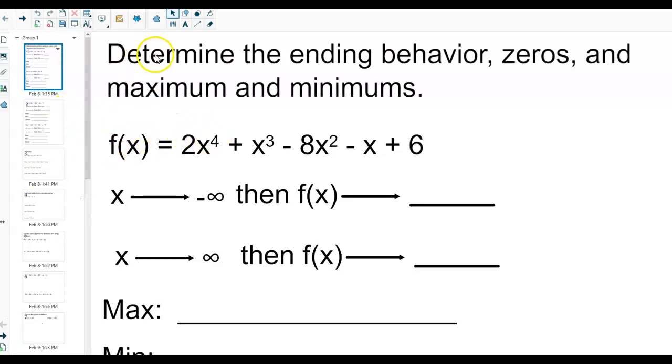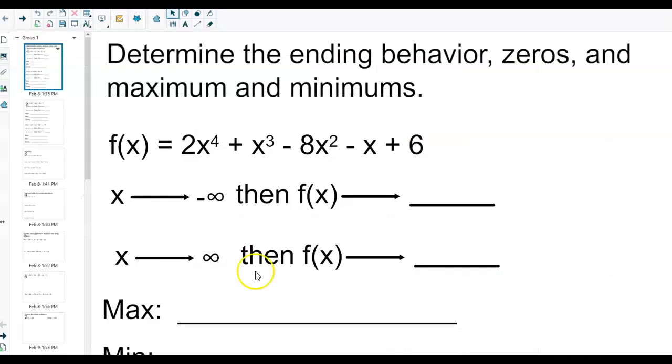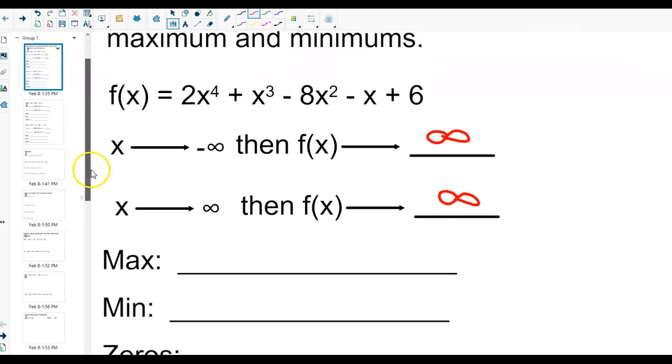Okay, we're going to start the review going over ending behavior, zeros, maximums, and minimums. You're going to get your function and plug it into your Desmos calculator, as I've done here. On this graph, it's going to infinity when x goes to negative infinity. It's also going to infinity when x goes to infinity. So my answer here is, when we have a positive leading coefficient of an even degree, the ending behavior is to infinity for both of them.